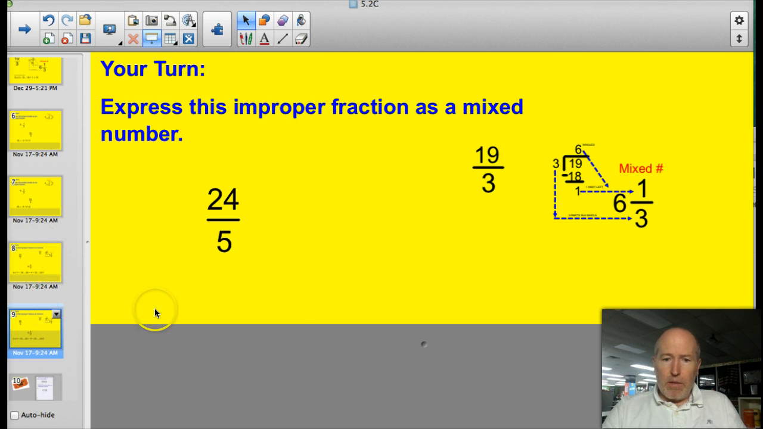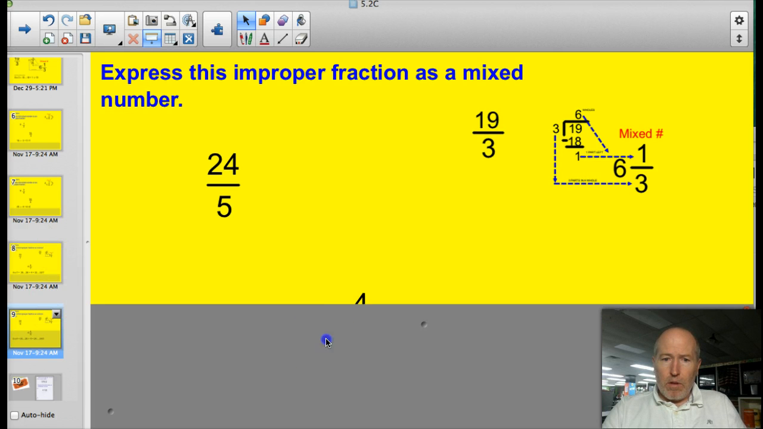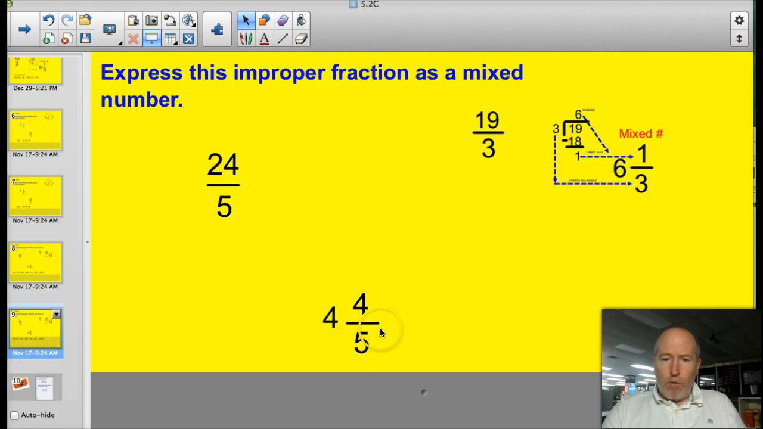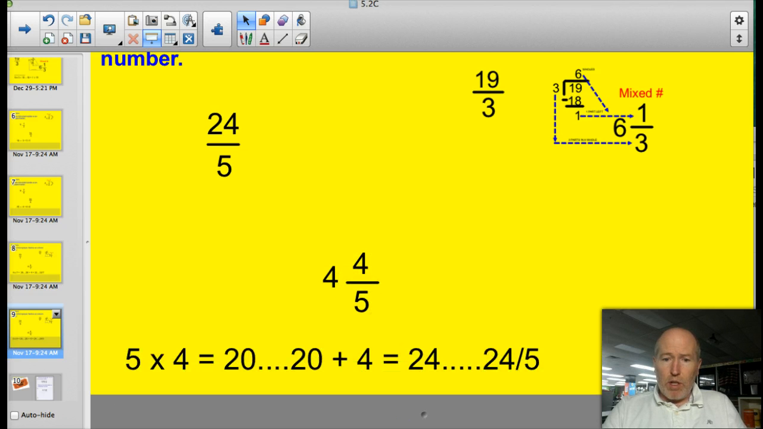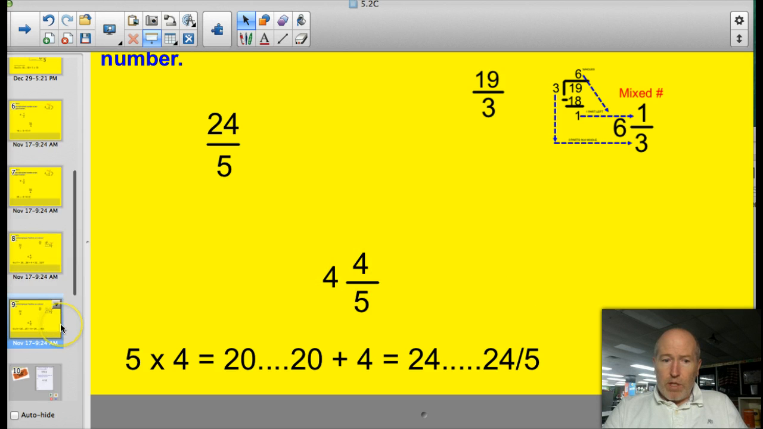All right, let's see how you did. I got 4 and 4/5. Let me see if I got it right. Let me just scroll down here. So 4 times 5 is 20, plus 4 would be 24/5. So my answer, the discount double check works. 4 times 5, 20, plus 4, 24/5. 4 and 4/5. All right, you are ready for the ticket to the show.